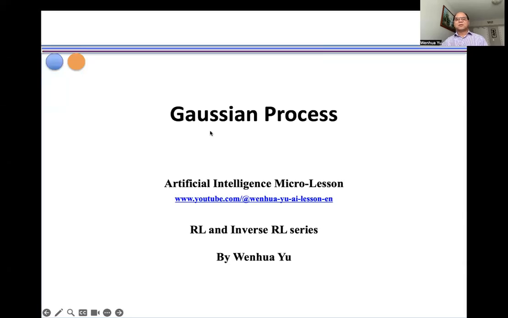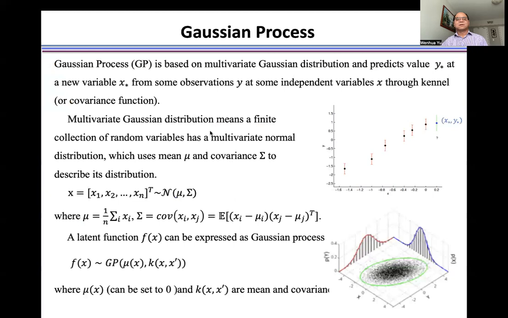This video introduces Gaussian process. Gaussian process is a stochastic process. It's based on a multivariate Gaussian distribution. Gaussian process is used to predict the new value at the new variables x from the training observations through a kernel function. That means, for example, at each random variable, we have a Gaussian distribution.